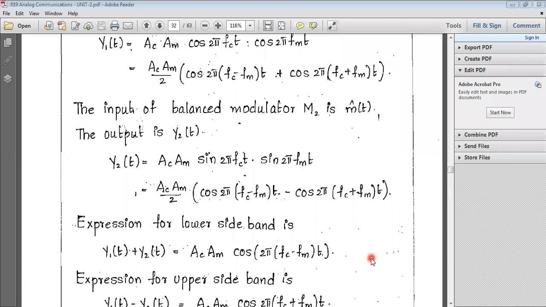Already at the output of the two balanced modulators, we have an adder circuit. So y1 of t and y2 of t are connected to that block. Then it generates addition or subtraction. If we add the two signals, y1 of t plus y2 of t, then this term becomes eliminated, that is the Fc plus Fm term is eliminated. Then finally we have AC AM cos 2 pi into (Fc minus Fm) into t.